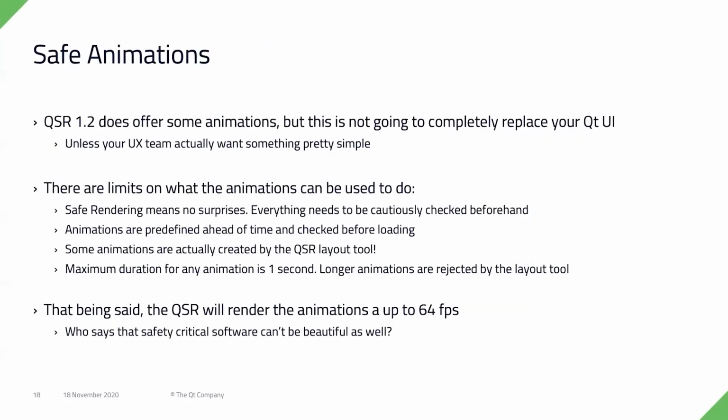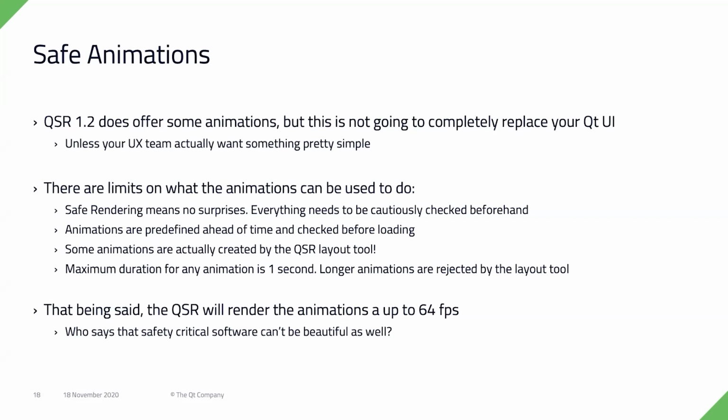There's a few limits, but rather than try and look at it too much, it's probably better if we take a look at the code. That would give us a clearer idea rather than go through this slide. But basically, don't get too excited by the animations in the Qt Safe Renderer. It does look nice, and it does go at 64 frames per second, which is cool, but it's not going to replace your entire UI. It's to make the safely rendered UI look a bit nicer rather than create a whole UI written in Qt Safe Renderer.